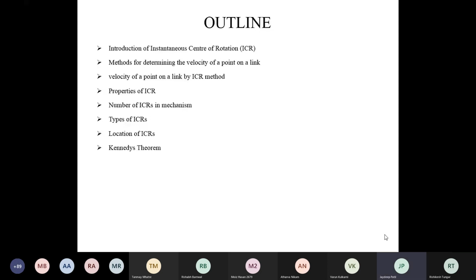Then Kennedy's theorem. Some of the ICRs you cannot get by inspection. Those ICRs you have to find out by using Kennedy's theorem. And the next is the method of locating ICRs in a mechanism. We will see how to locate the ICR in a mechanism and how to find out the velocity of a particular link or any point on the link by using the ICR method. This is the last one. Okay, got it? These are the various points we will cover in this module.